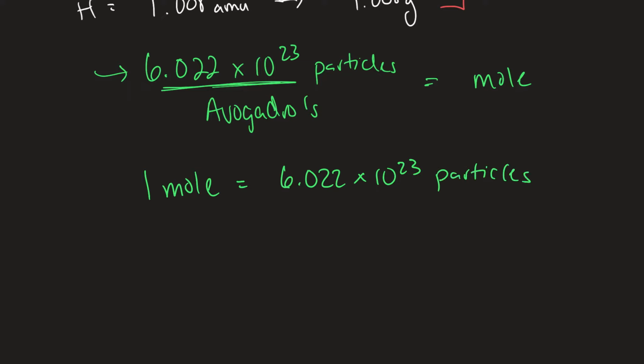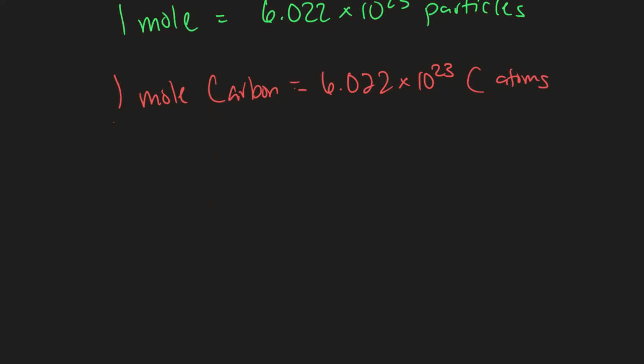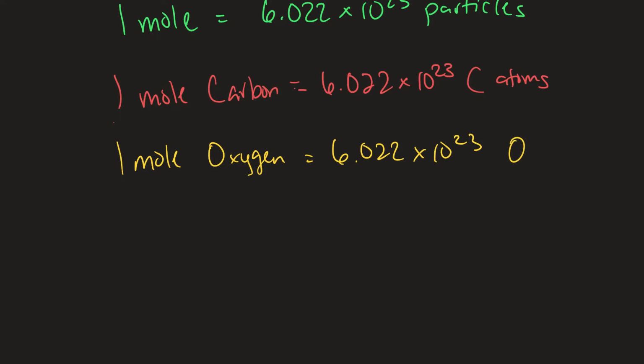Okay. So let's say I have 1 mole of carbon atoms, then I have 6.022 times 10 to the 23rd carbon atoms. If I say that I have 1 mole of oxygen atoms, then I have 6.022 times 10 to the 23rd oxygen atoms.